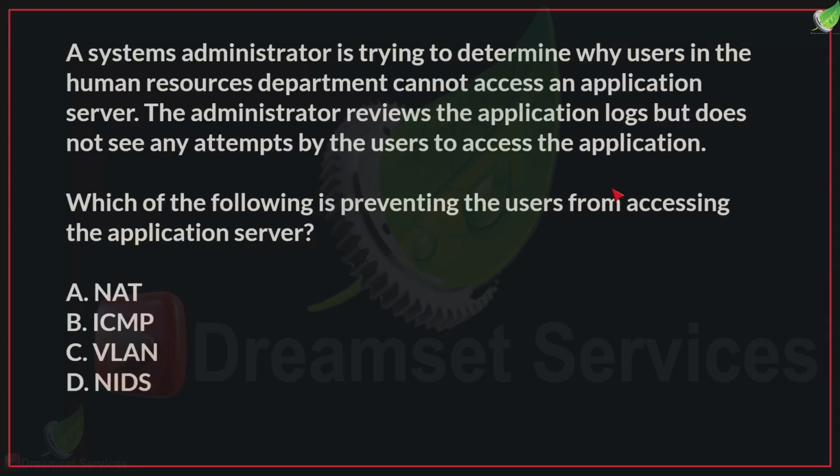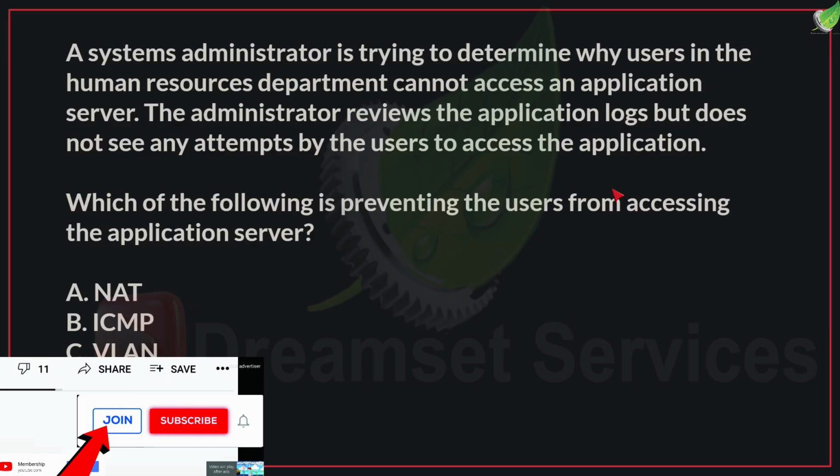Let's begin. A systems administrator is trying to determine why users in the Human Resources Department cannot access an application server. The administrator reviews the application logs but does not see any attempts by the users to access the application. Which of the following is preventing the users from accessing the application server? The correct answer is C.